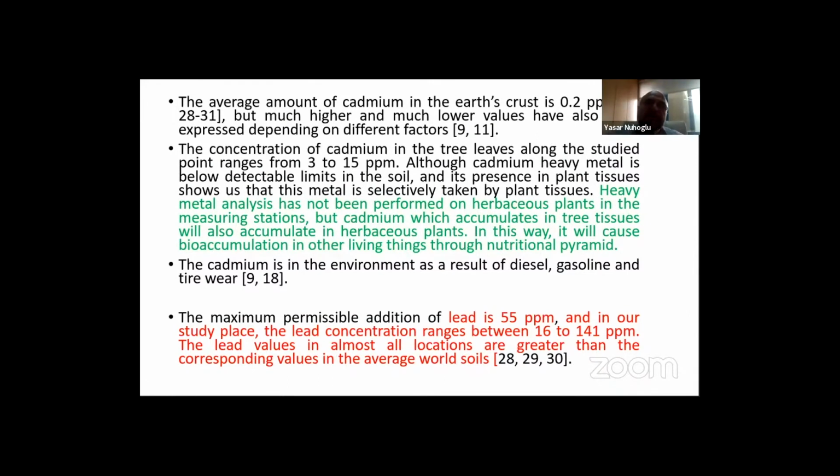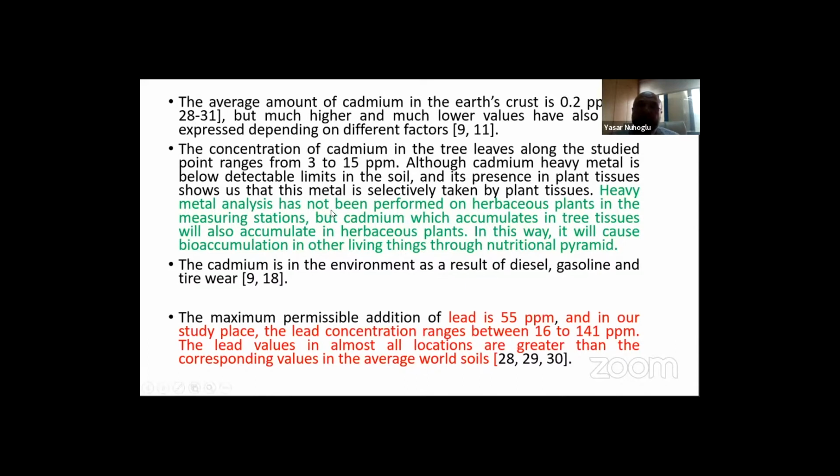Yes. The average of cadmium in the Earth's crust is 0.2 ppm, but much bigger values have also been reported depending on different factors. The concentration of cadmium in the tree leaves along this point ranges from 3 to 215 ppm. Although cadmium is below detectable limits in the soil, its presence in the plant tissue shows us that this metal is selectively taken up by plant tissue.